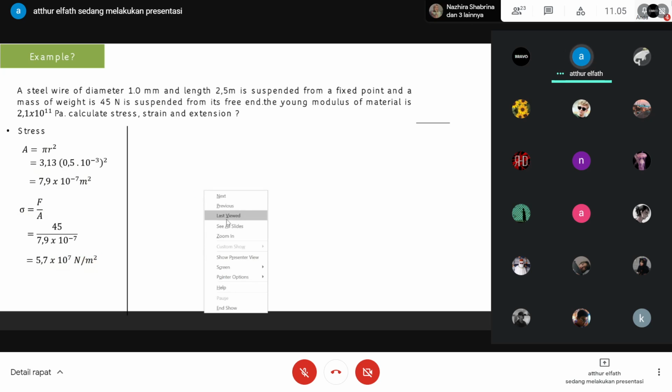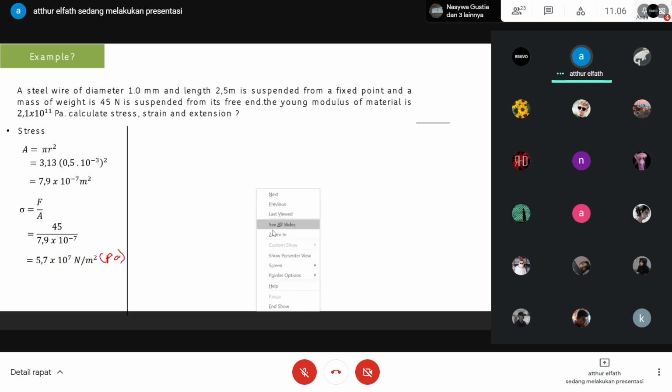Or if you want to write the units of stress as Pascal, it doesn't matter, yeah, it's okay. Because Pascal and Newton per meter square are the same. Okay, so it's clear about the stress, okay?